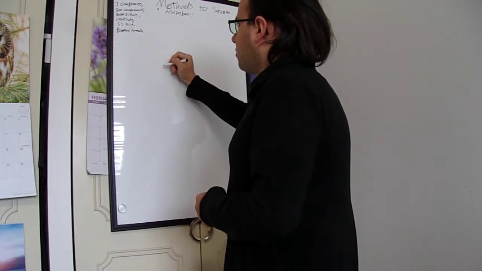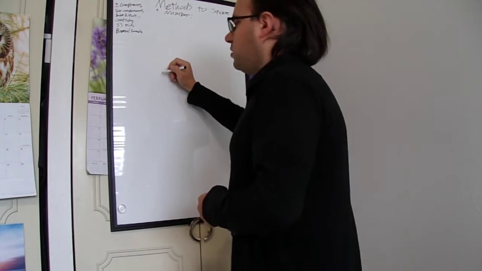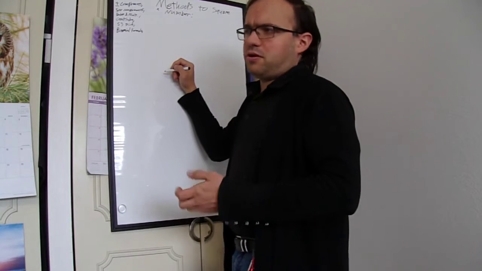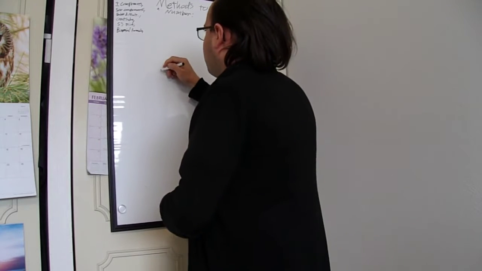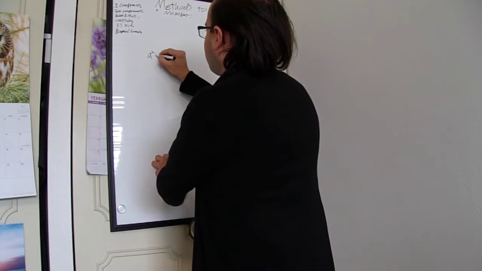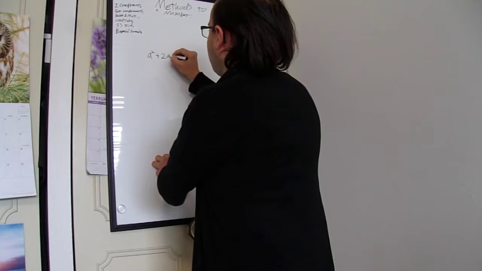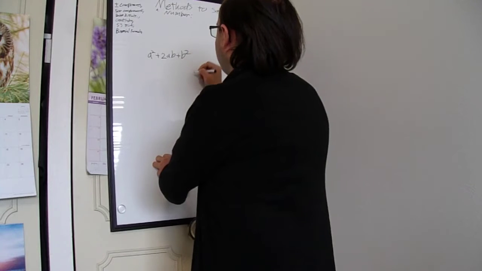It's very important to know the binomial formula. Many times when squaring, you're doing the binomial formula, whether you know it or not. And the binomial formula is a squared plus 2ab plus b squared.